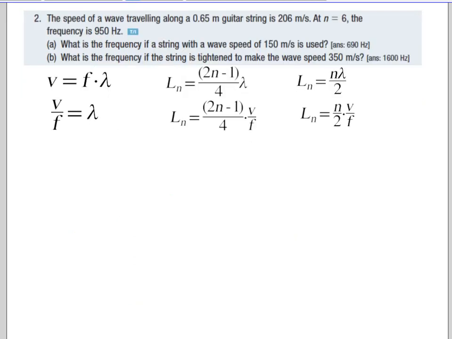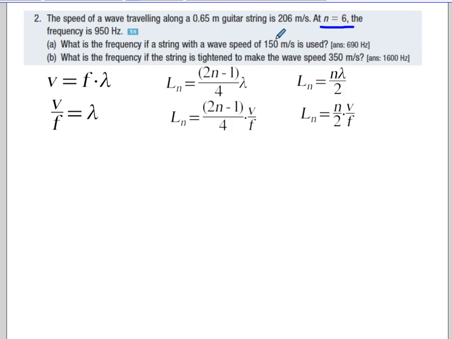Okay, let's try the second one. The speed of a wave traveling along a 0.65 meter guitar string is 206 meters per second at n equals 6. So the sixth harmonic. The frequency is 950 hertz. So that's a fairly high frequency, so you'd expect this sound to be a little more high pitched. So what is the frequency if a string with a wave speed of 150 meters per second is used?